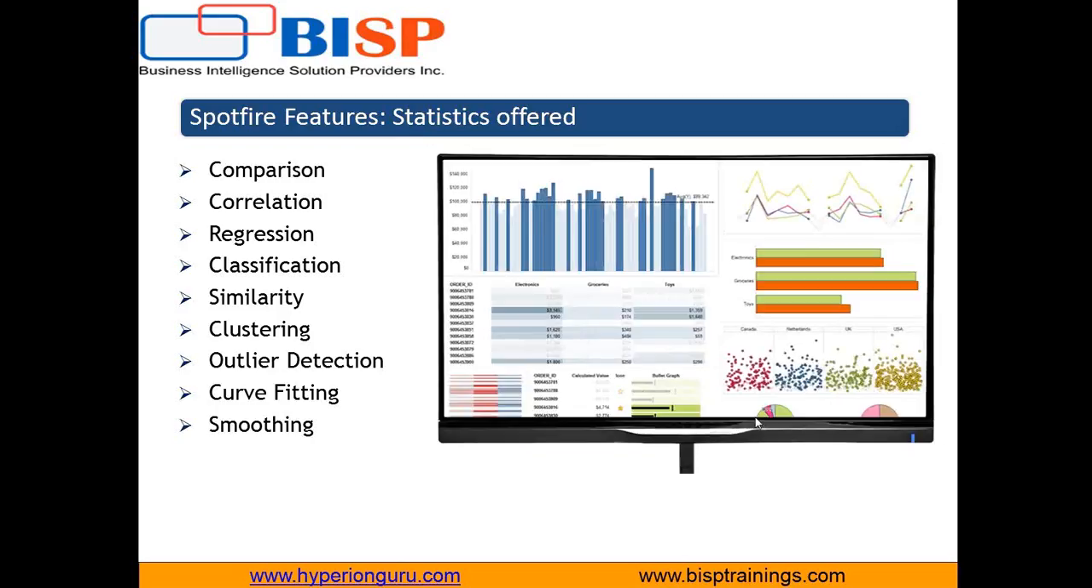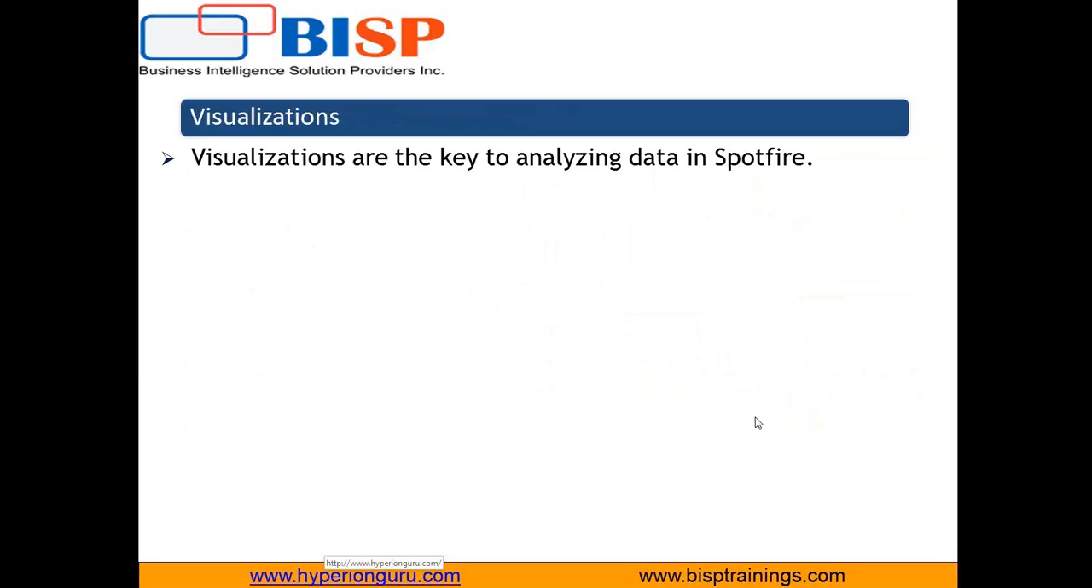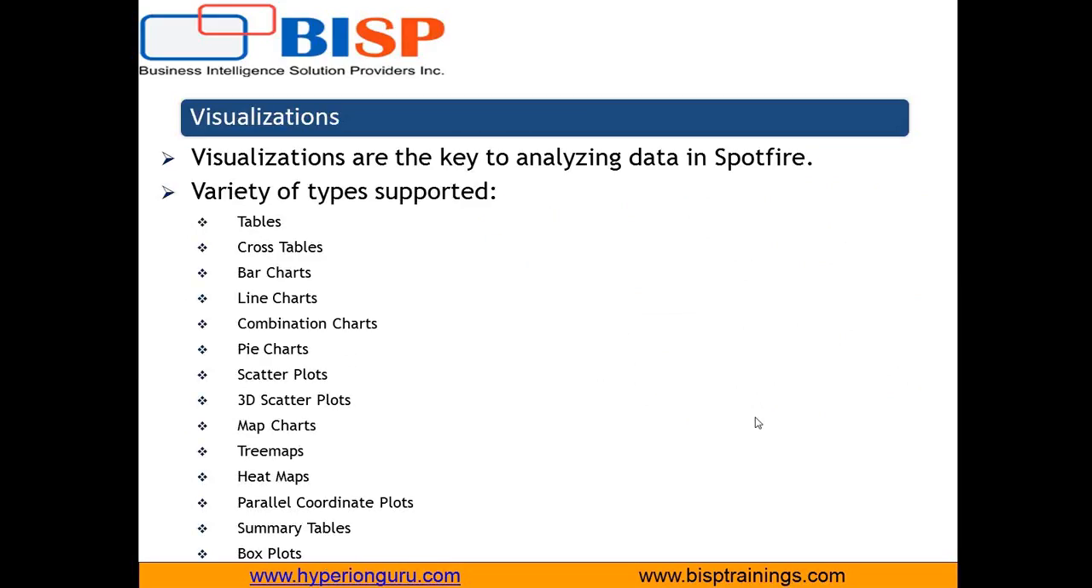Visualizations are the key to analyzing data in Spotfire. A variety of types are supported. We have tables, cross tables, bar charts, line charts, combination charts, pie charts, scatter plots, 3D scatter plots, map charts, tree maps, heat maps, parallel coordinate plots, summary tables, and box plots. These are some of the visualizations which are supported in Spotfire.